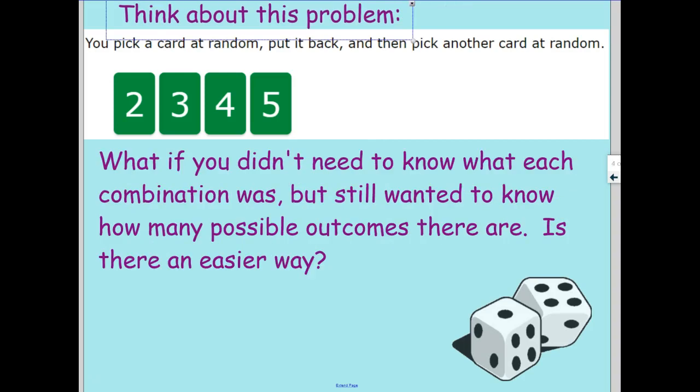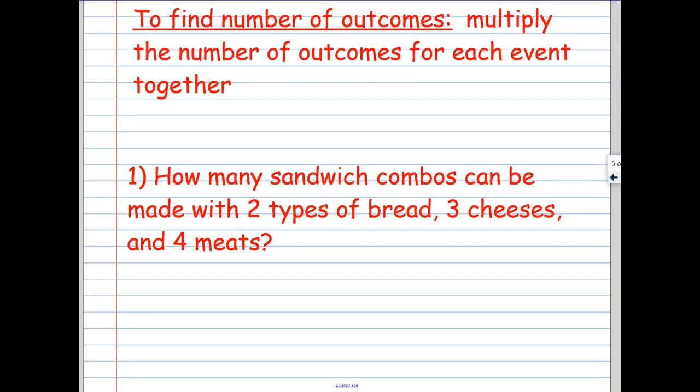All right, but what if I didn't need to know what each specific combination was, but I still wanted to know how many possible outcomes there were? Is there an easy way? Yes, there is. Go ahead and pause the video and copy this down.